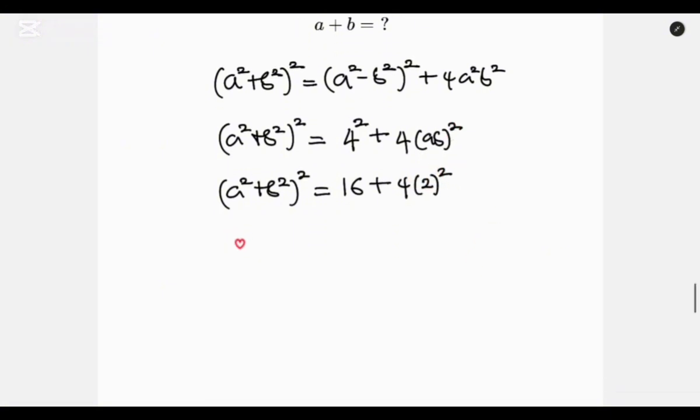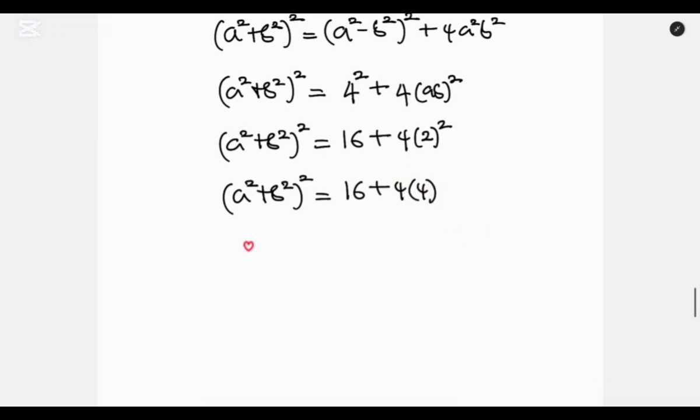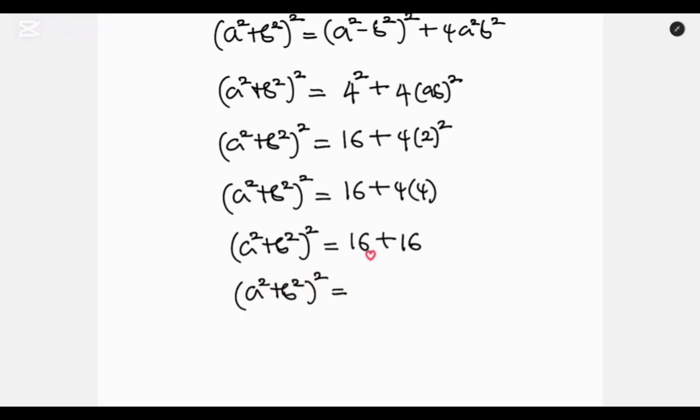So simplifying further, we have (a squared plus b squared) all raised to power 2 to be equal to 16 plus 4 times 2 squared, which is 4. So that will be 4 times 4. Very good. So this becomes (a squared plus b squared) all raised to power 2 equal to 16 plus 4 times 4 is 16. So this makes (a squared plus b squared) all raised to power 2 to be equal to 16 plus 16 is 32.